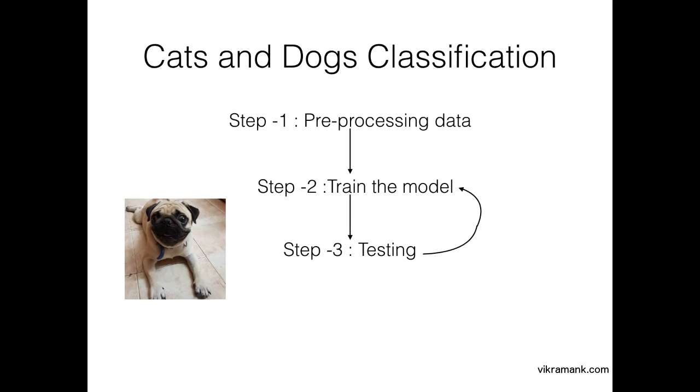And let's get started. These are the three major steps involved in today's classification problem. The very first step is to pre-process our data, the second step is to train our model, and finally test our model. If we are not happy with our accuracy, we go back, change some parameters in the model, train it again and test it again.